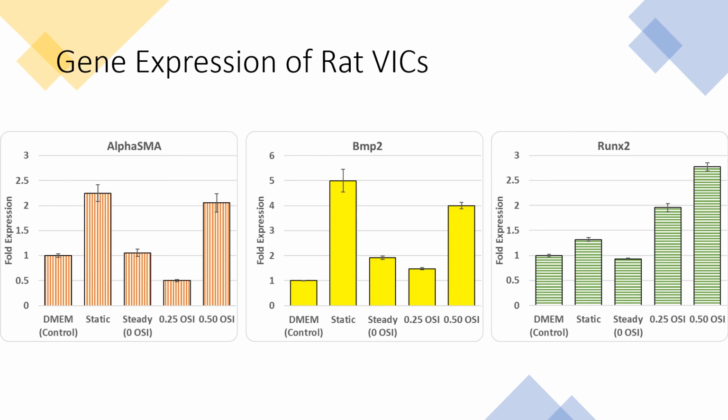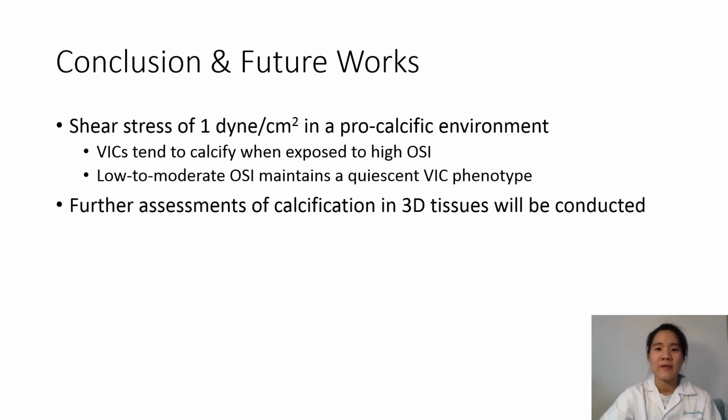Previous studies have shown an upregulated alpha SMA gene and protein expression in valve interstitial cells at wound sites. This correlates with our findings where groups with high calcification expression also experience upregulation of alpha SMA. Our findings show that a combination of low shear stress at 1 dyne per centimeter squared with high OSI results in activated valve interstitial cell phenotype and substantial risk of valve calcification.